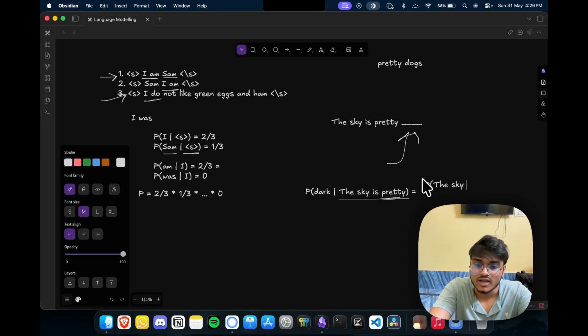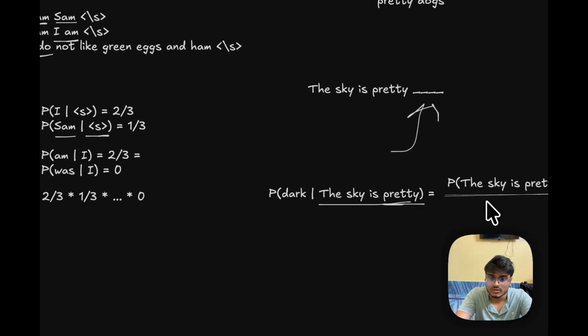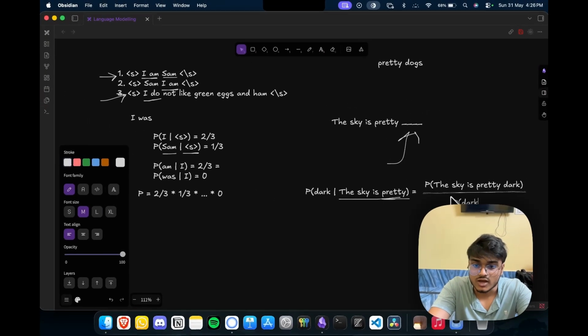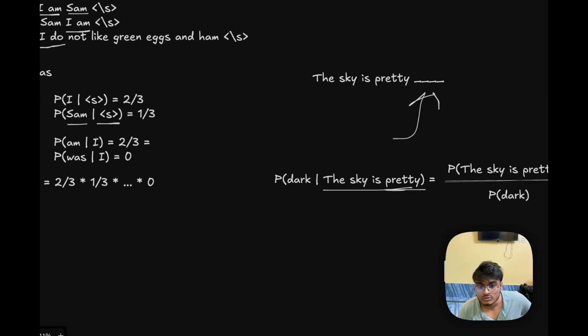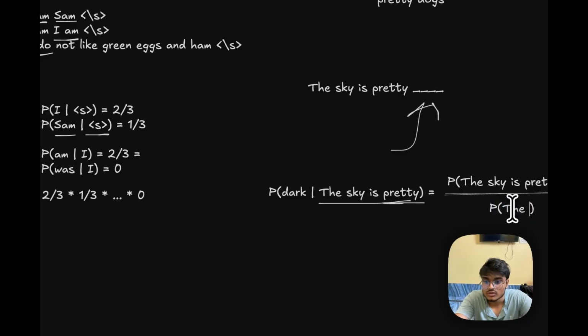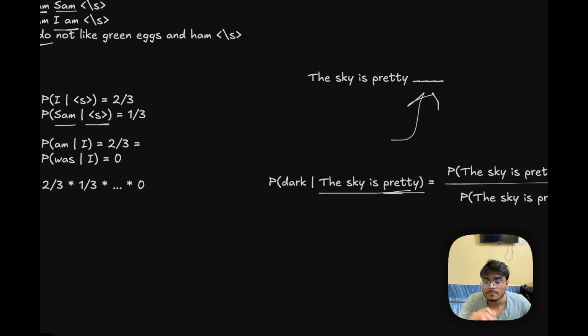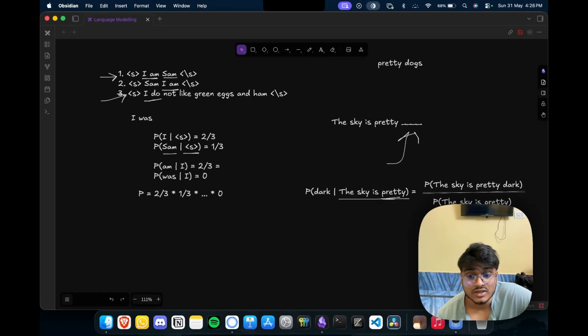Probability of "the sky is pretty dark" divided by "the sky is dark." Got it? Sorry, not this. I got it wrong. The sky is pretty. Got the idea? What is the problem? Again, this is more accurate, that you might find the exact sentence there. So you can tell that, yeah, the probability of this is higher.